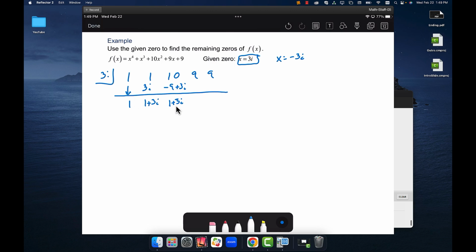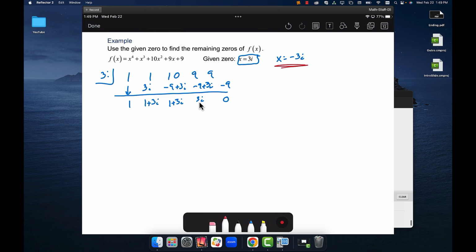Multiply 3i by 1 plus 3i, we'll get the same thing. Negative 9 plus 3i. Add, the 9's cancel, and we're left with 3i. Then 3i times 3i is 9i squared, or negative 9. Add, and we get a 0, which is what we wanted. We want a 0 remainder. Continue this process with the next zero.